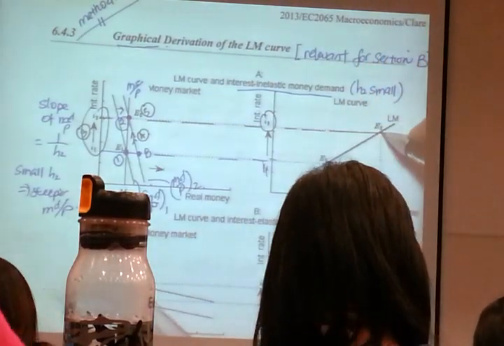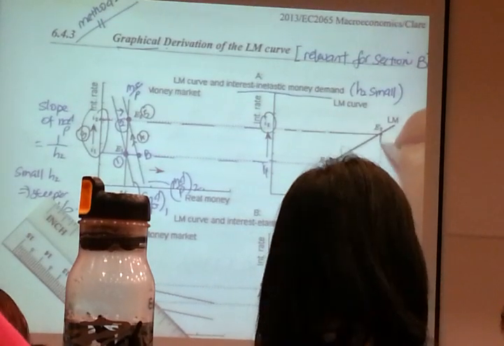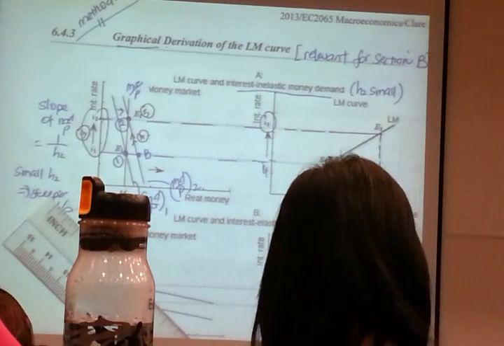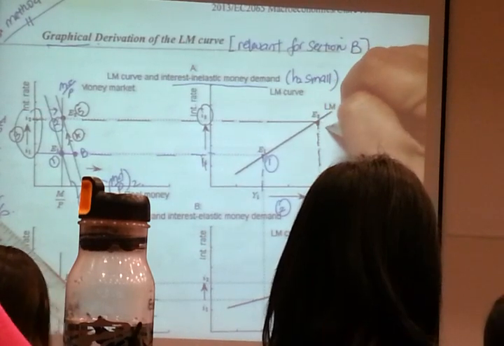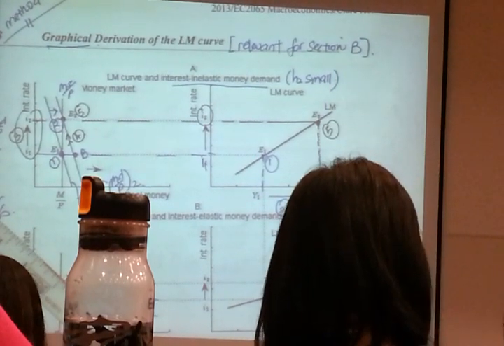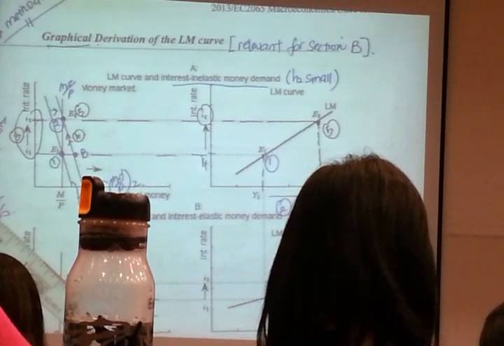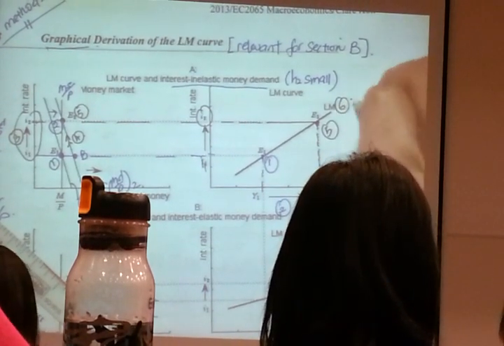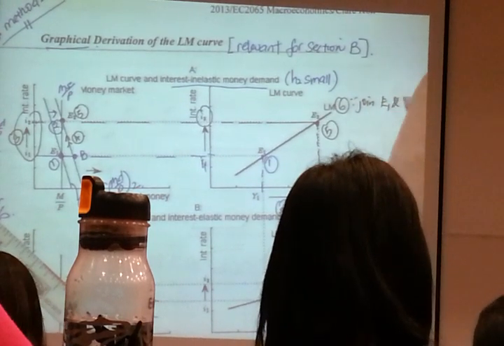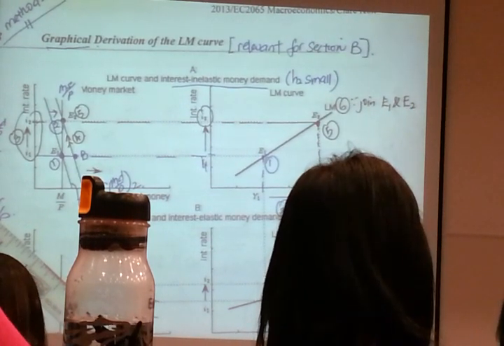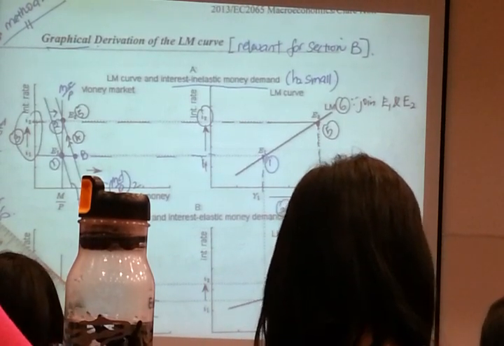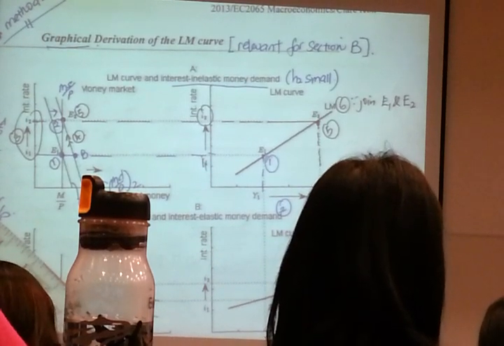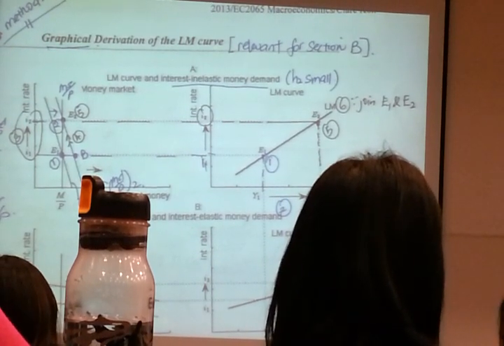When do you stop? You will stop only when you meet your Y2. Only then you get your point E2. So it's quite systematic and quite time consuming. And step 6, you join E1 and E2. Then you get the LM curve. So this is called the graphical approach. To get 2 marks like that in section A, I think it's a big waste of time. So you don't.